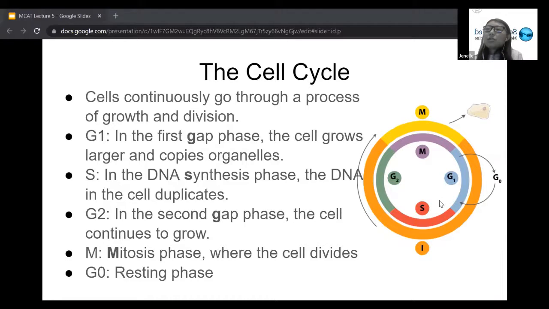Also something to note, you see how there's a smaller circle and then a larger ring. The smaller ring, I went through each of those phases, but the larger ring has an I, which represents interphase, and that's where G1 or G0, S and G2 phases are making up that portion. And then the M is still an M phase for mitosis.